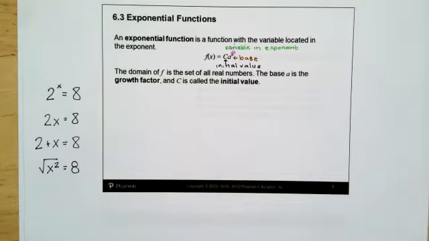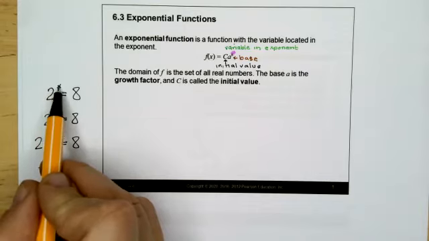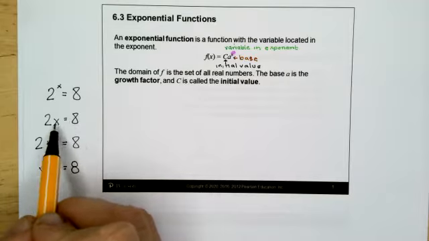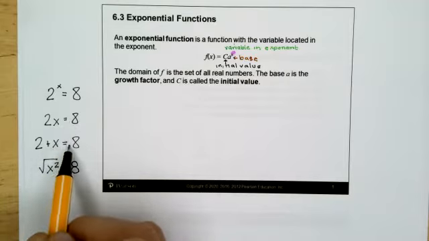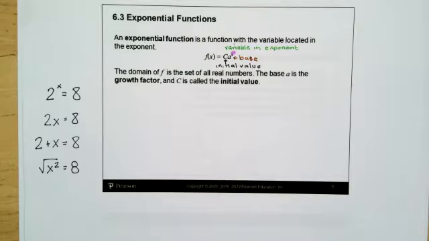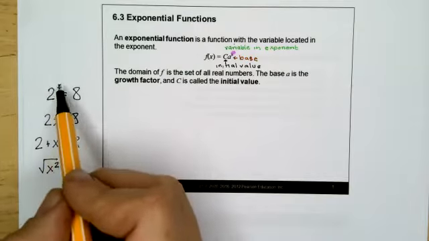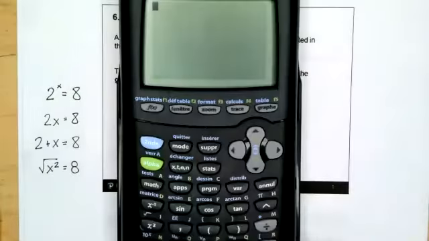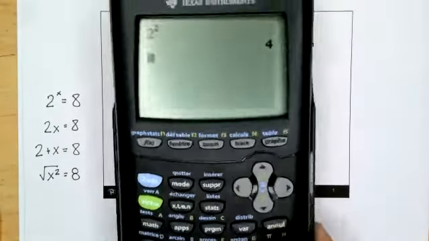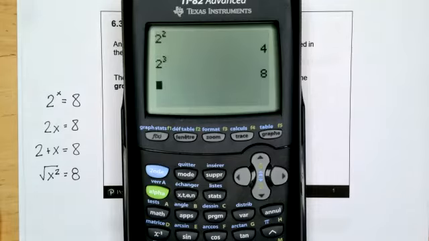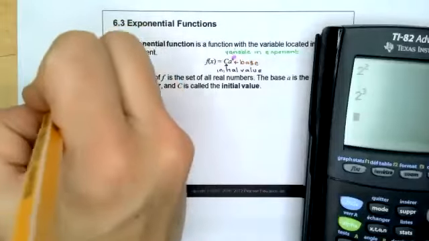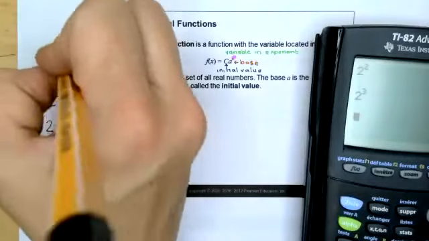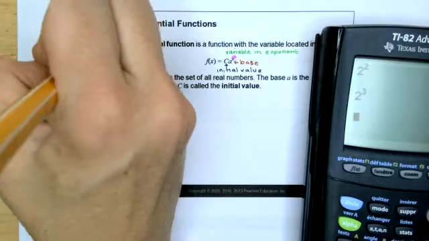So if I thought about 2 to the power of something is 8: 2 times something is 8, that something is 4. 2 plus something is 8, that is a 6. But 2 to the power of something is 8, I could just ask, what's 2 to the power of 2? That's only 4. What's 2 to the power of 3? Oh, that's 8. Okay, I found it. X is 3, because 2 to the third is 8.